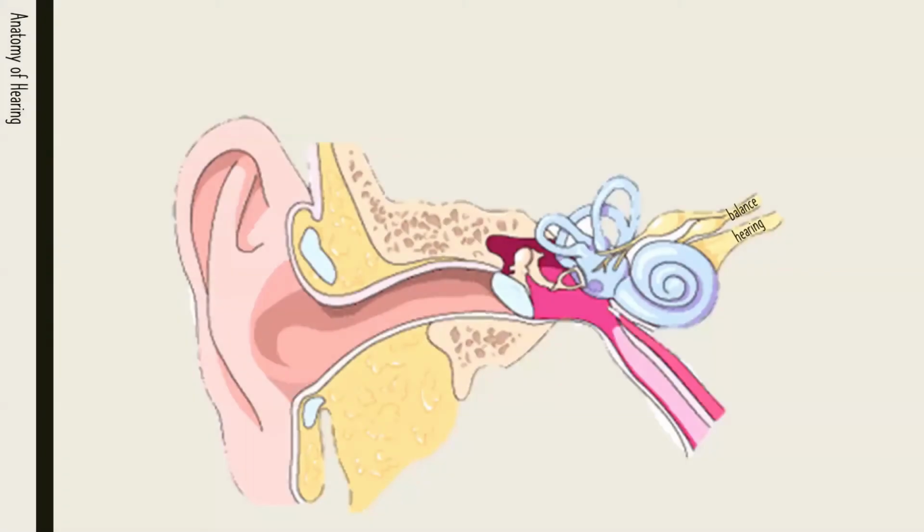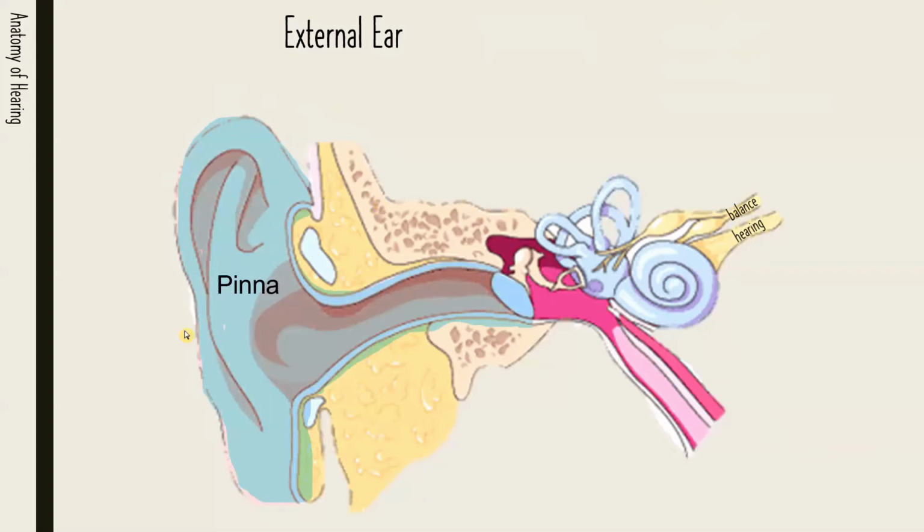So let's take a quick tour of the functional anatomy of the ear and how that enables our ability to hear. We separate the ear into three parts, the external, middle and inner ear. And what we'll do is work our way through from the external ear right the way through to the inner ear. So the external ear includes both the pinna, or the auricle, and the external auditory meatus, sometimes referred to as the ear canal.